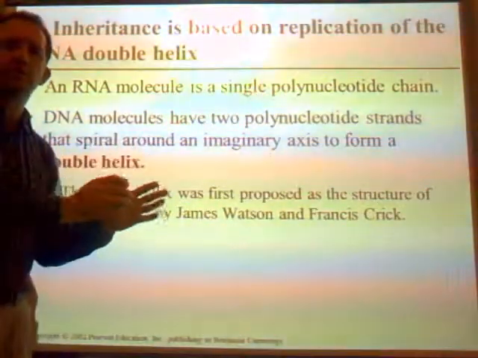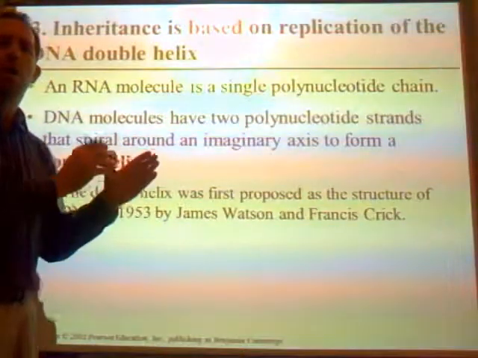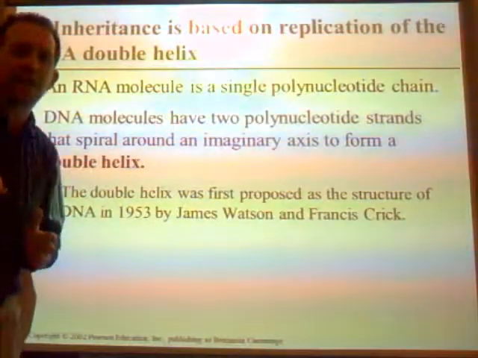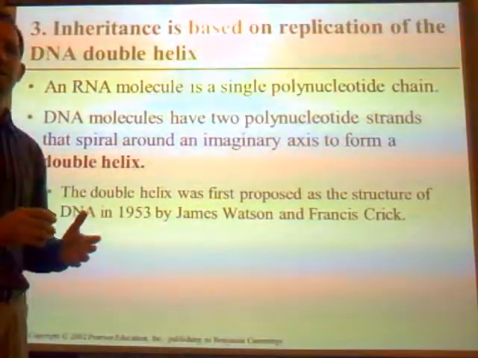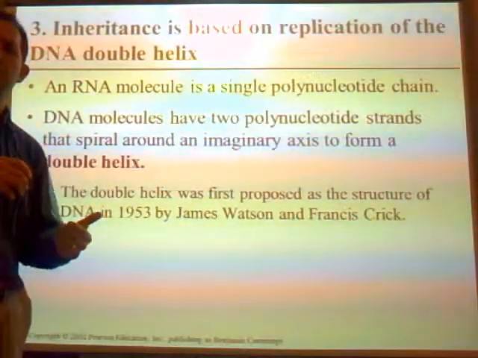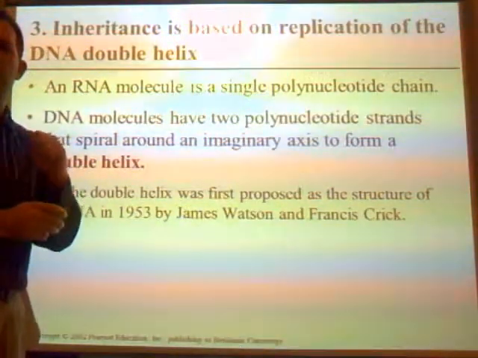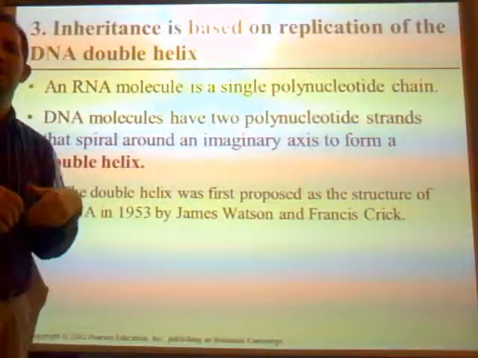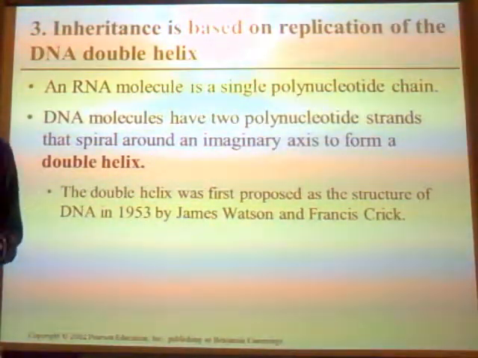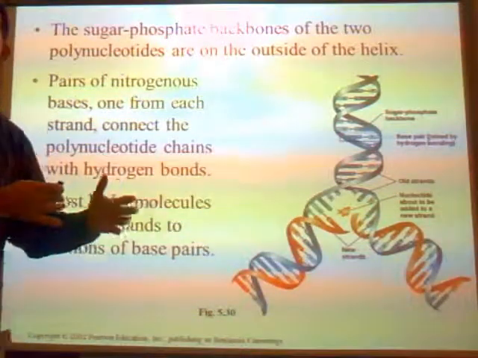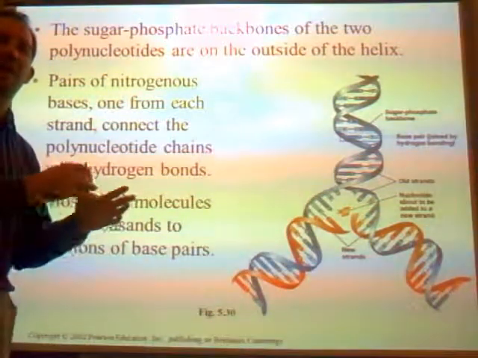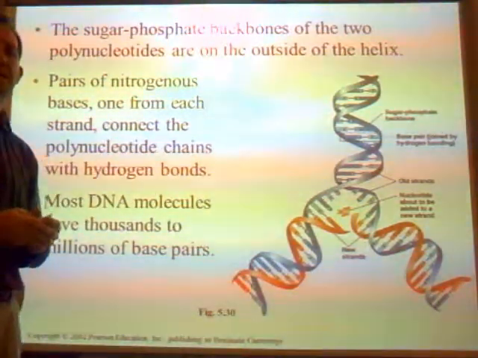The difference in structure is that RNA is a single polynucleotide chain. So you've got a one-sided chain. DNA, on the other hand, consists of two polynucleotide strands that wind around each other, around an imaginary axis, to form what we call a double helix. This was first proposed in 1953 by Watson and Crick, who eventually would go on to win a Nobel Prize for their development of the structure of DNA.